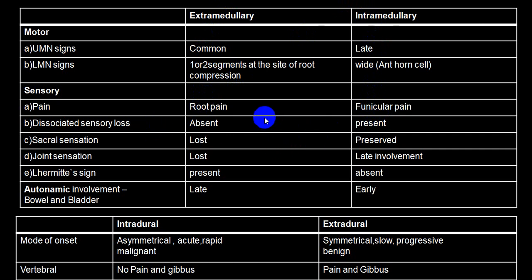We call it typical funicular pain. Dissociated sensory loss will be very common in intramedullary lesions, while in extramedullary lesions it is usually absent, meaning we can have compression of the posterior column as well as the lateral spinothalamic tract. Both can be compressed. Sacral sensation will be preserved more in an intramedullary lesion, and there will be early involvement in an extramedullary lesion. Joint sensation will also be lost early in an extramedullary lesion, while in an intramedullary lesion it is usually late.